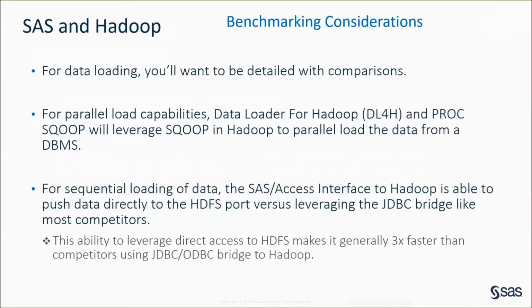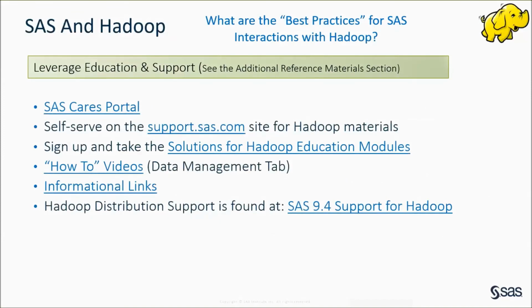These are some benchmarking considerations when you're comparing executions and processing to make sure that you're optimizing your environment. Keep that in mind, so you're always doing apples to apples and not apples to oranges when you're comparing processes. And of course, if you have any additional questions, there are a lot of self-service items out in our support.sas.com environment.